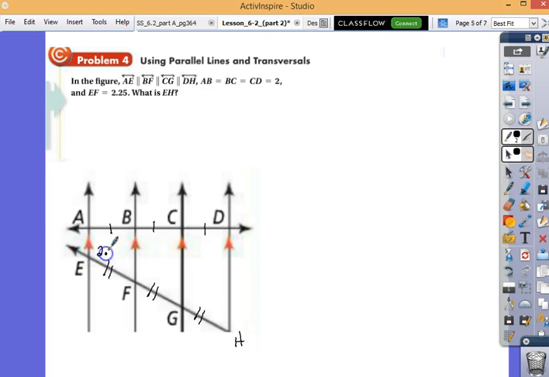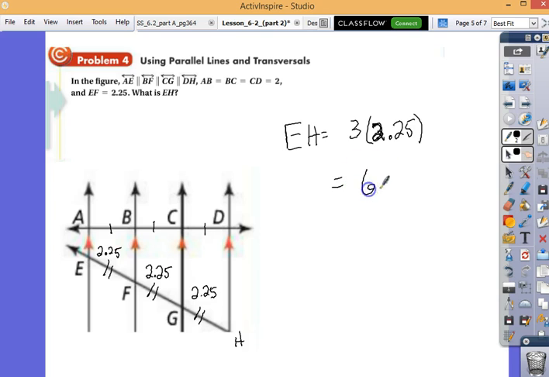So if I tell you that this is 2.25, what do you know about the other 2 segments? They're also 2.25. And if I want to know the length of EH, well, there's 3 broken pieces of that segment that are all 2.25 in length. So 3 times 2.25 is 6.75. So I can find the value of EH by knowing one of these segment lengths and knowing that all of these are congruent, which makes all of these congruent. Everybody okay with that? Good.